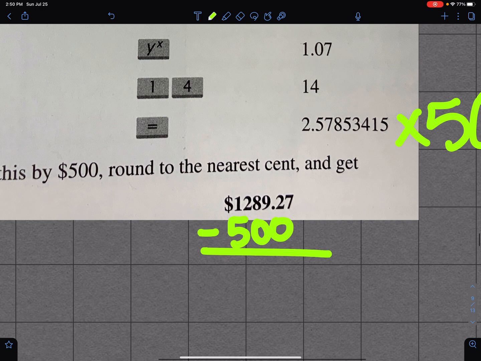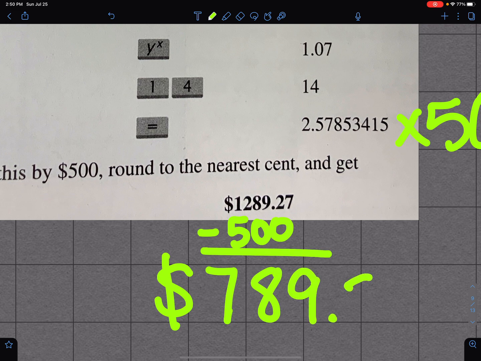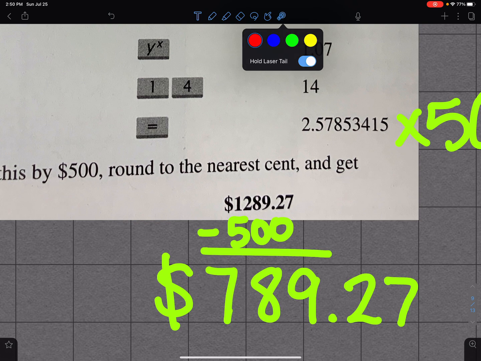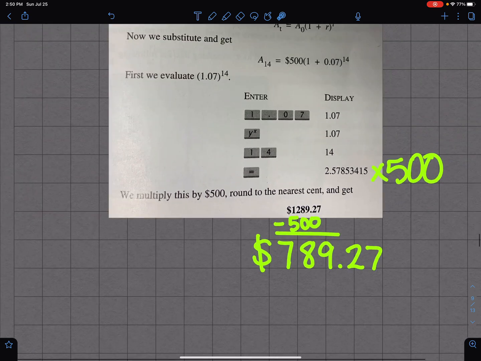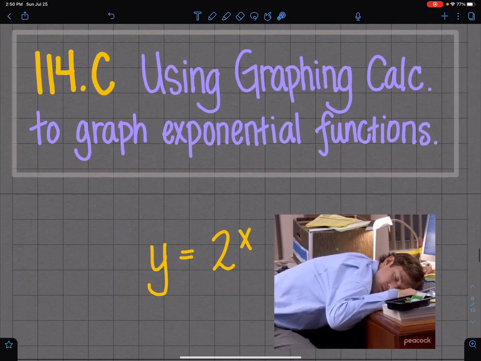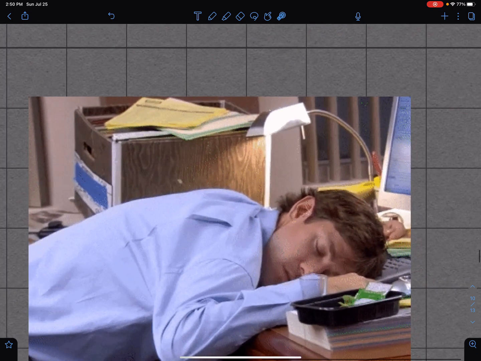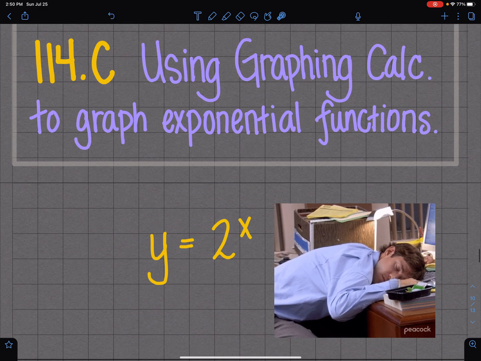Because that's what he had originally. So to answer that second question, it's 789.27, only because we had to subtract the amount that he started with. He didn't earn that money from the bank in the form of interest. He invested that much money into the bank to start out with. All right, there is another section to this lesson, so wake up because we are still going strong.